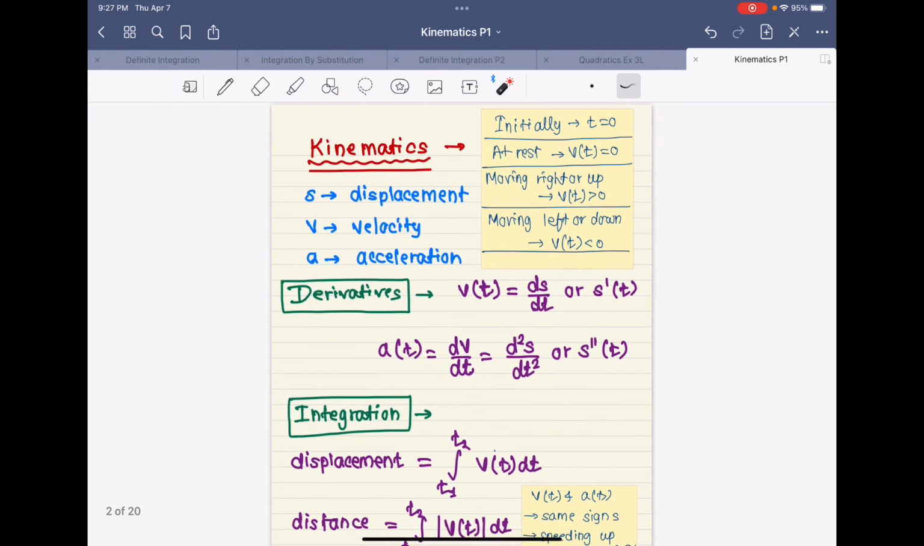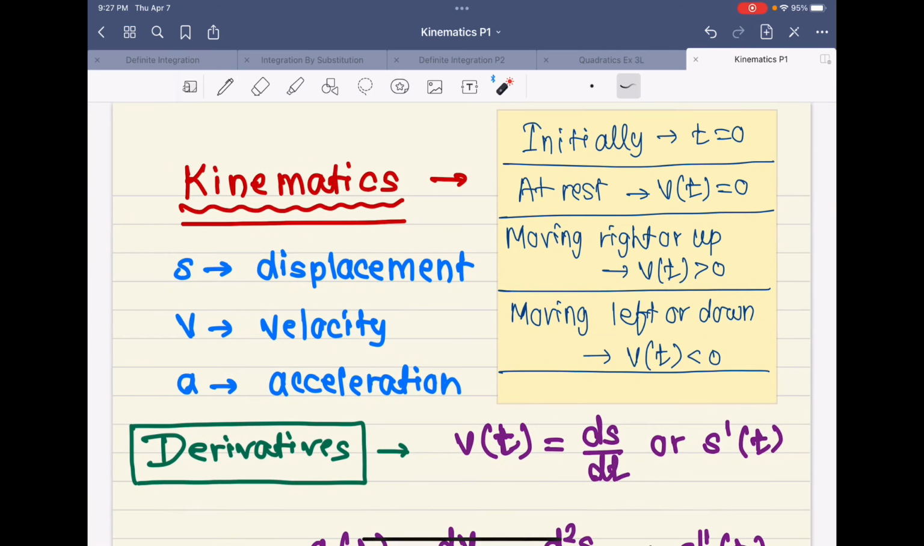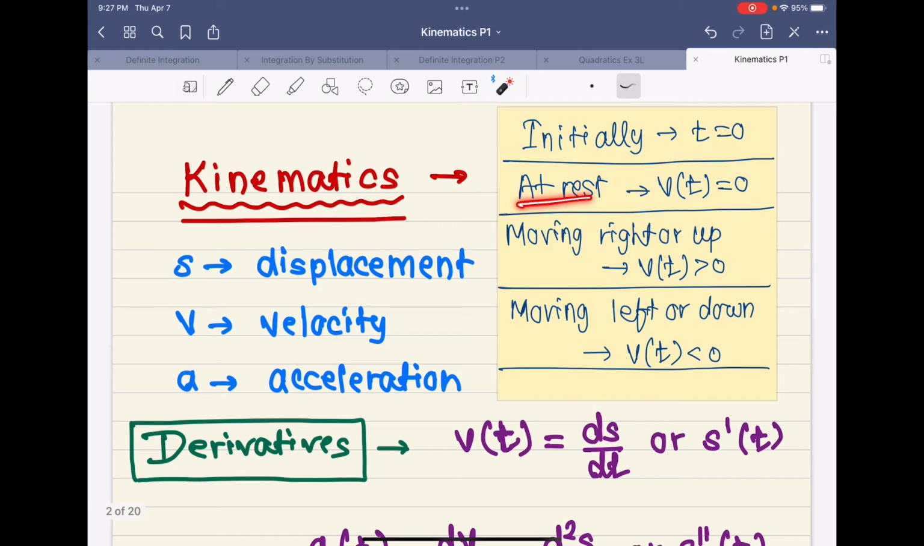The last part is very important, whether you learn physics or mathematics. Whenever you read a word like initially, that means time t is equal to 0. At rest, that means non-moving, velocity is equal to 0. Moving right or up means velocity is greater than 0.